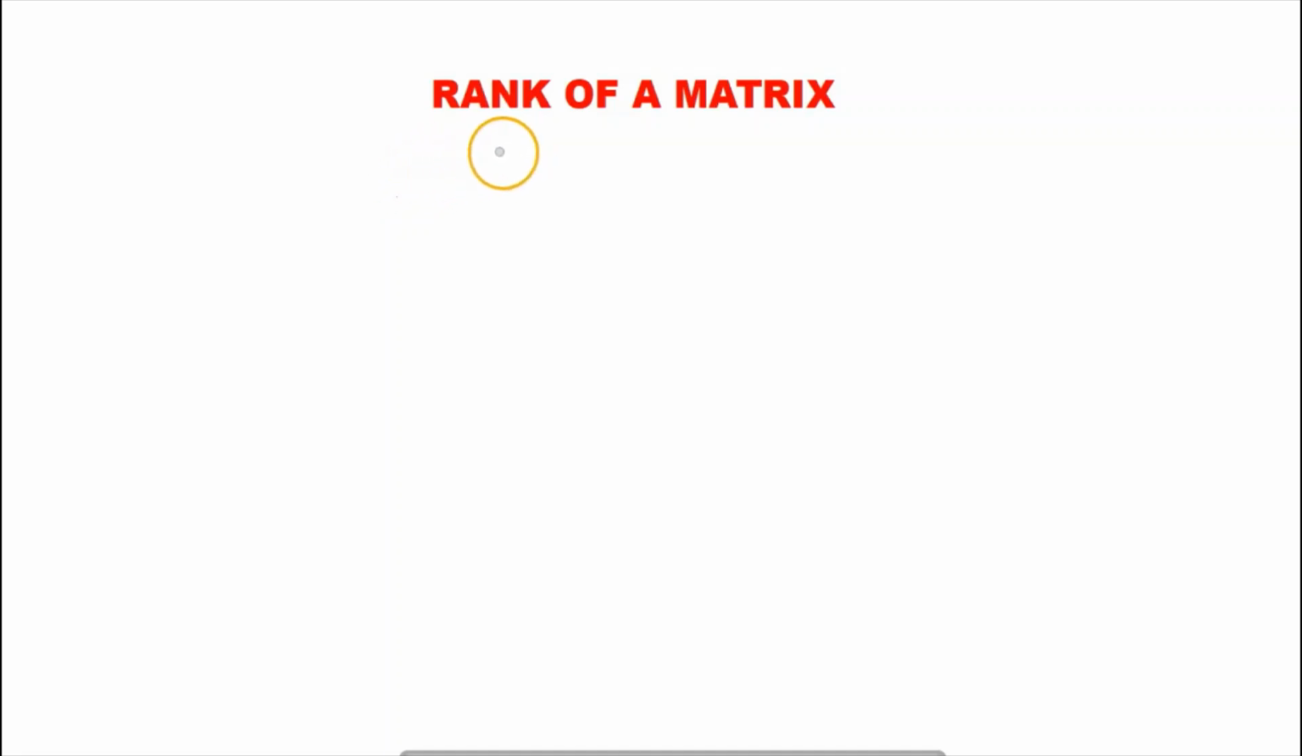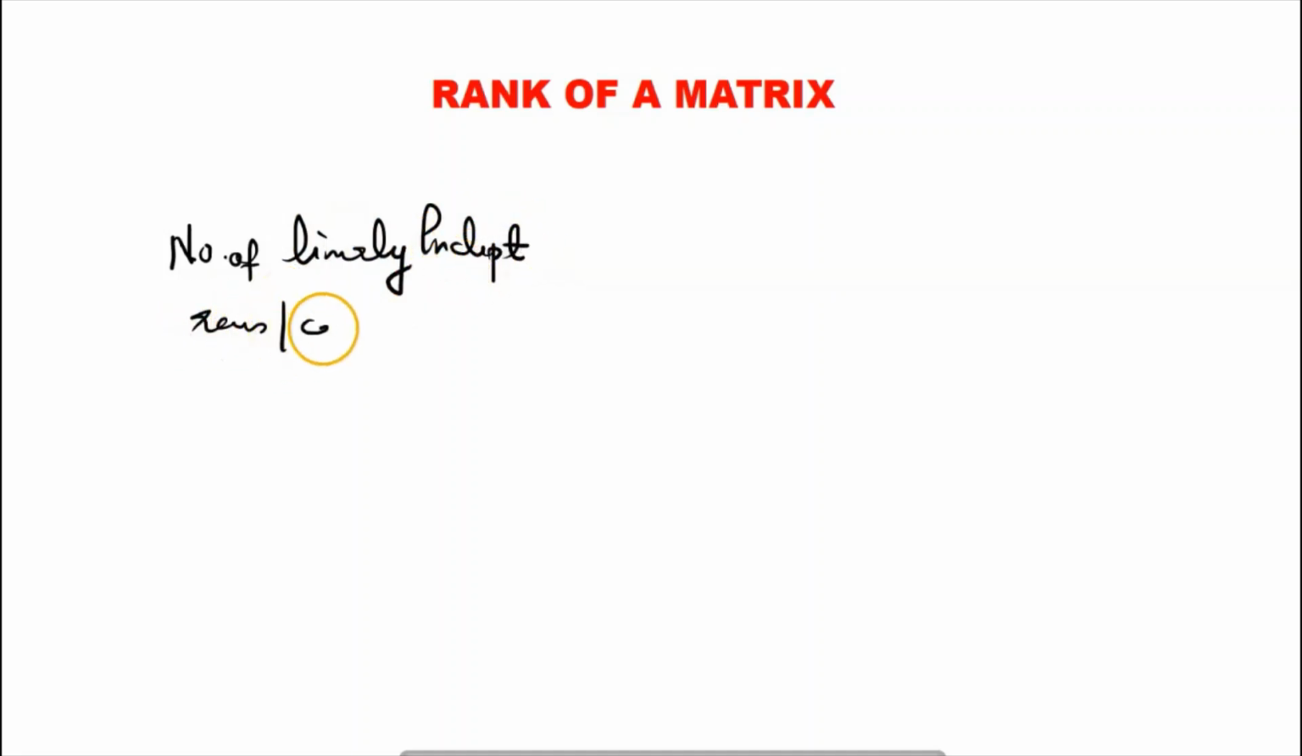Today we are discussing the topic rank of a matrix. Rank of a matrix is defined as the number of linearly independent rows or columns of a matrix. So if we have a matrix and it has n number of linearly independent rows or columns, rank of A is n. Rank of A we usually denote as R of A.